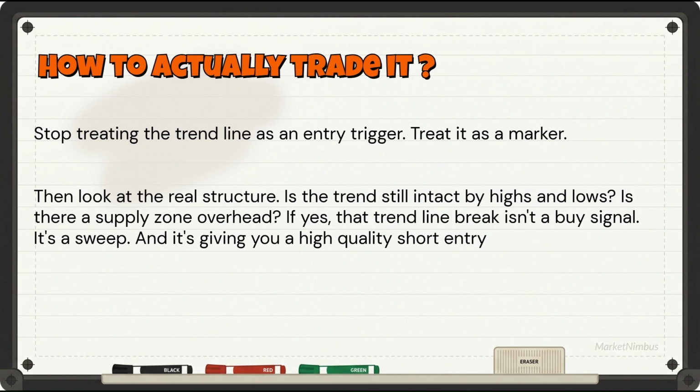Then look at the real structure. Is the trend still intact by highs and lows? Is there a supply zone overhead? If yes, that trendline break isn't a buy signal, it's a sweep. And it's giving you a high-quality short entry right where all the trapped buyers are positioned.